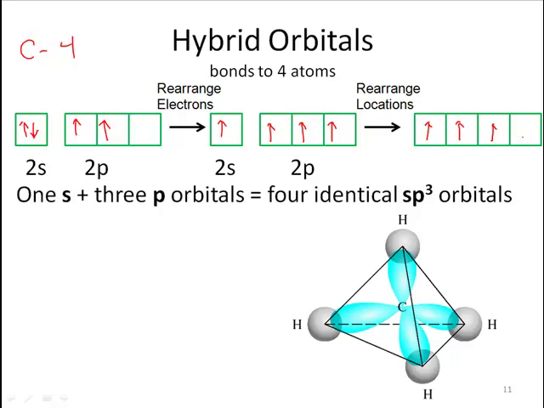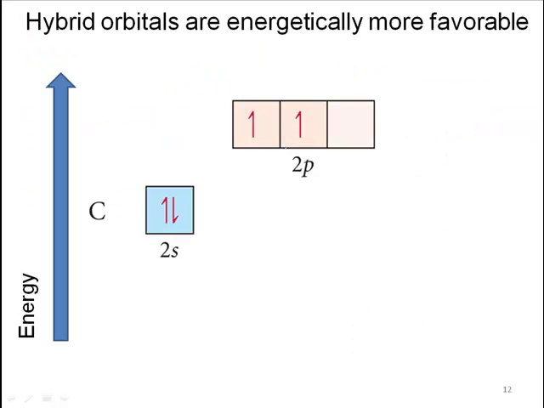These 4 are now put at a new energy level. Okay? And these are called sp3 orbitals. They are at all the same energy level. So if this was energy, usually S is lower than P. Here the sp3 are all at the same energy level. So if you look at this here, this is a way that hybrid orbitals rearrange the electrons, then rearrange the locations. So here's another way of seeing it.